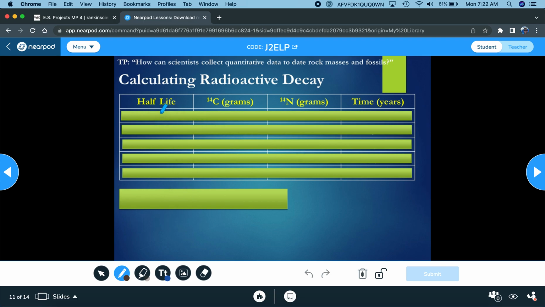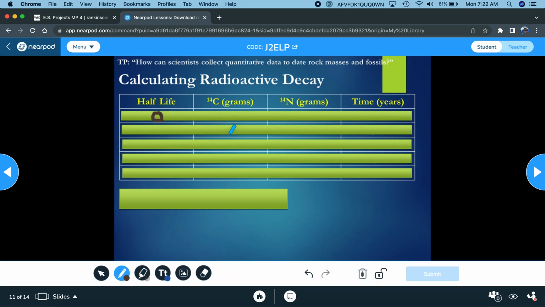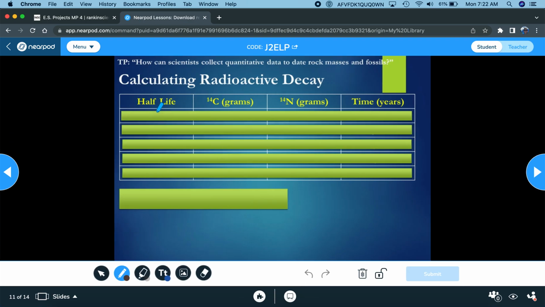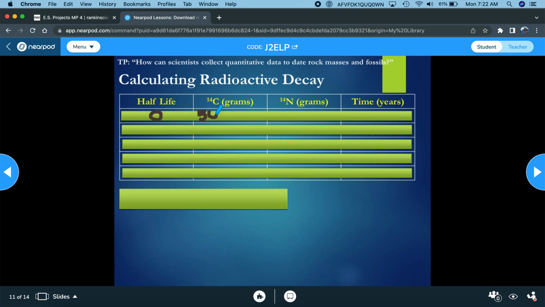You should probably do this on your own, but if you want to pause it, try this on your own. If not, then just follow along with me. This should be in your notebook. So half-life 0, that's a great 0. The carbon-14, in grams, is 500 we start off with. So 0, 500. That's in grams, so I'm going to put in parentheses here 100%.